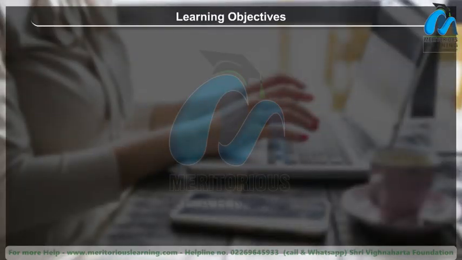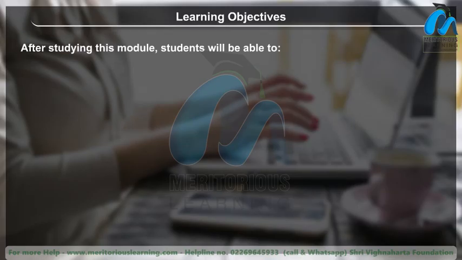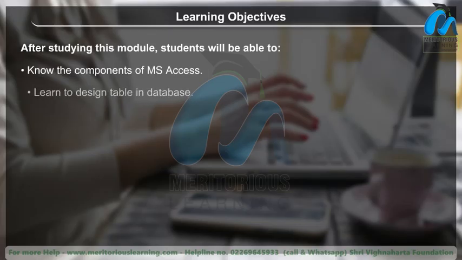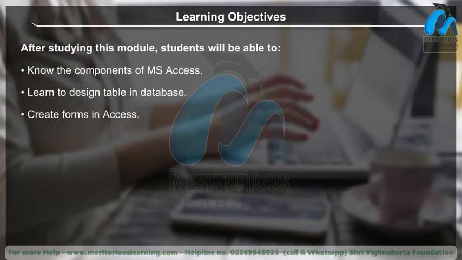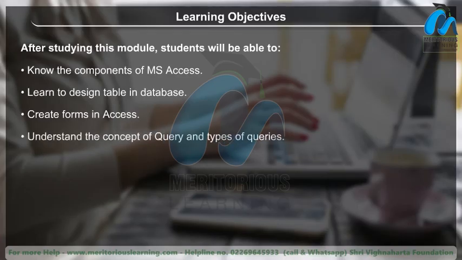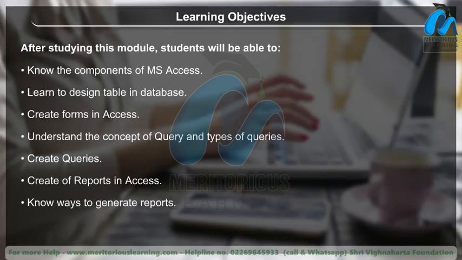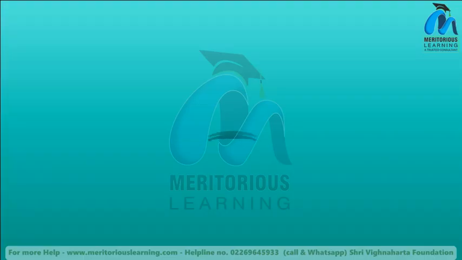Learning objectives. After studying this module, students will be able to know the components of MS Access, learn to design tables in a database, create forms in Access, understand the concept of query and types of queries, create queries, create reports in Access, know ways to generate reports, learn different ways to export reports in database.